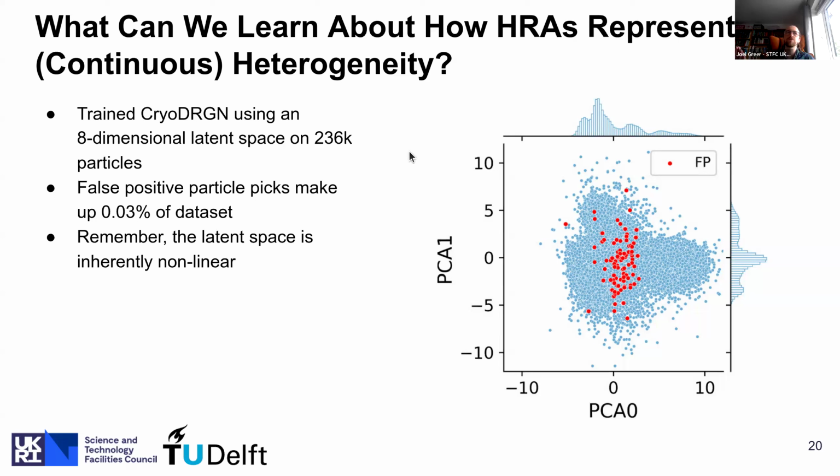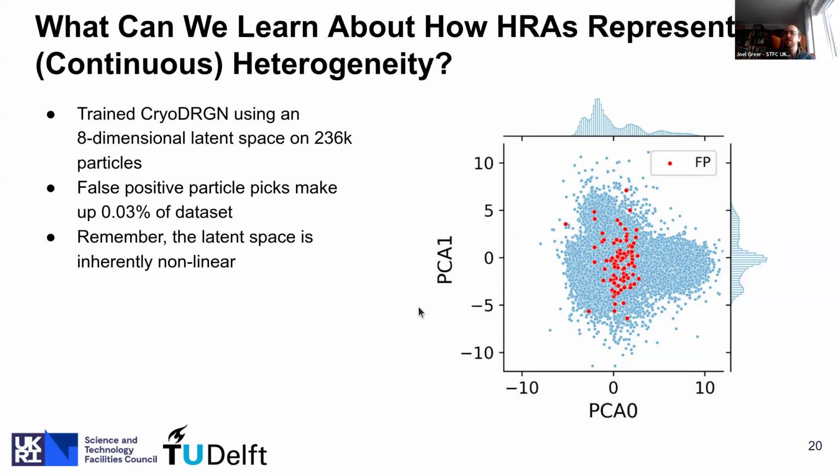trained cryo-dragon model. So here you can see that essentially it's very difficult to a priori interpret any structure in this latent space. If we start using our ground truth information that we've got with our synthetic data set and plot the false positive particles, i.e. anything which is essentially just noise or junk, then we can see that there's maybe some grouping towards the center, but it's still quite a diverse spread.